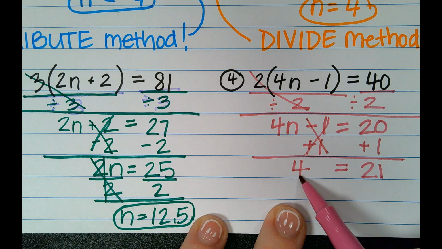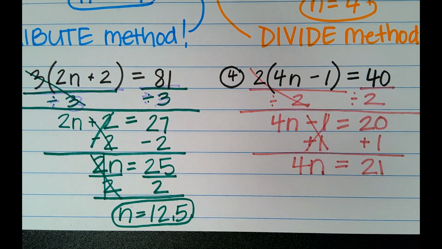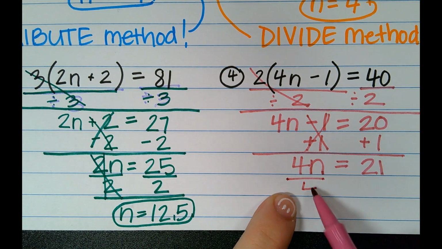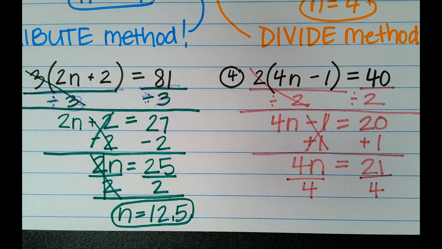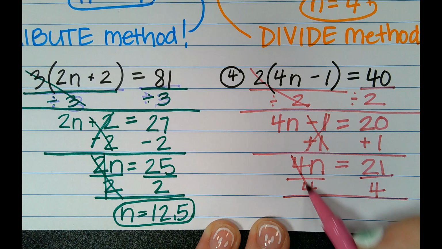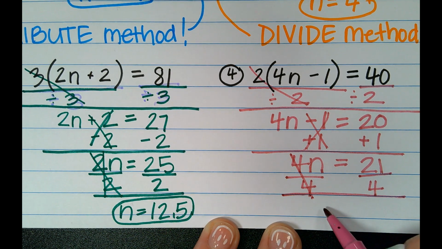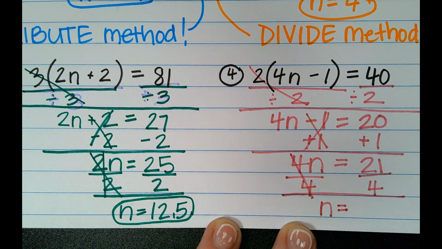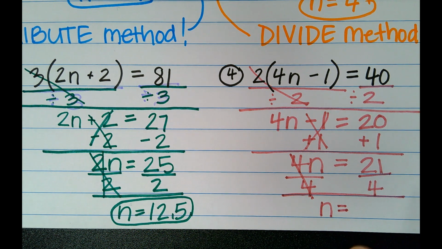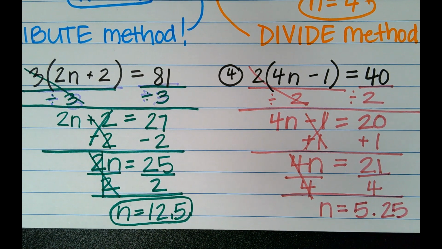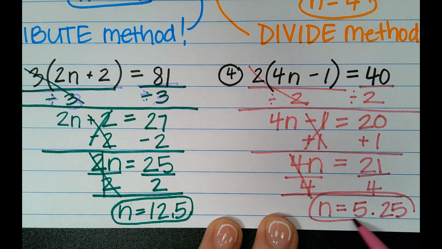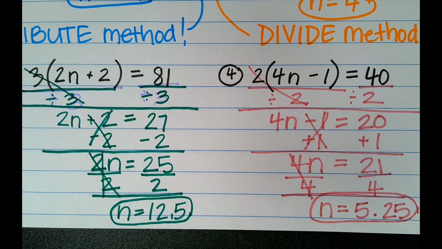Equals, we bring down the 4n. Okay. And last step is to divide. Yes. Divide by 4. And bring it over. The 4's cancel. Yes, and bring down n. 5.25? Yeah. Good job, guys. That is so good. 5.25. Look at that. I love it.